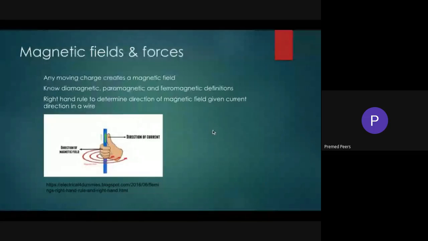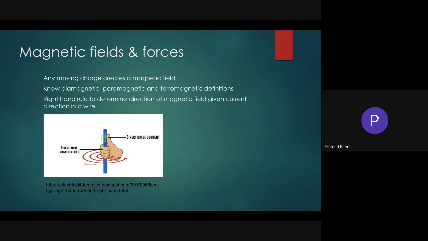Next, we have magnetic fields and forces. So talking about what creates a magnetic field, it's any moving charge. So this could be a wire with current or a charge that has velocity. And then there's different types of magnetic material: diamagnetic, paramagnetic, and ferromagnetic.